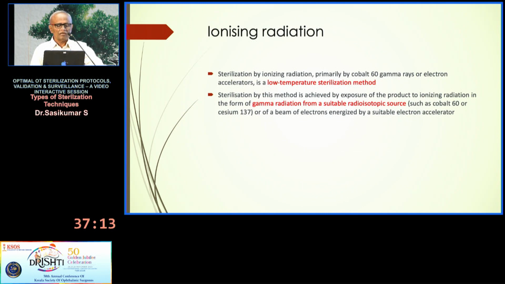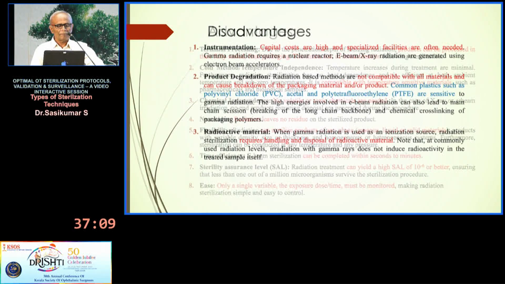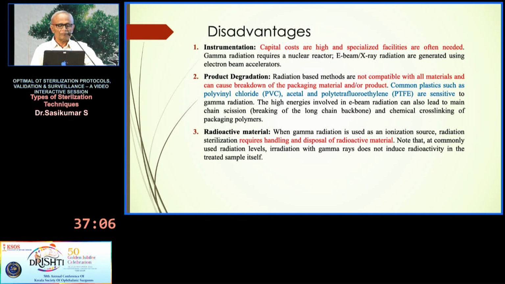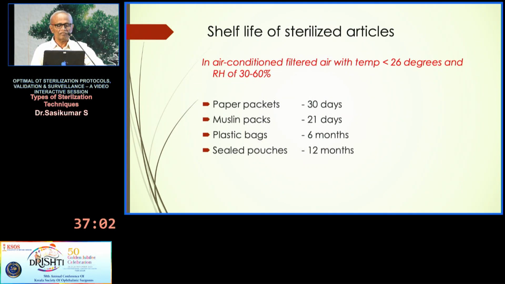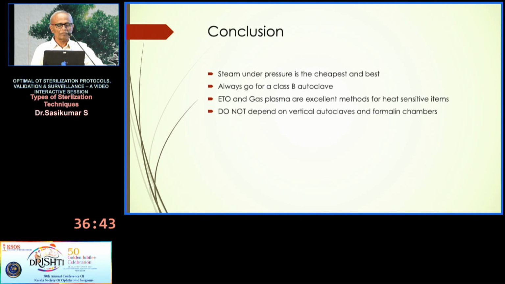Ionizing radiation is a low temperature method, but it cannot be used in hospital setting. The disadvantages are the increased capital cost and requires handling and disposal of radioactive materials. And shelf life, if it is properly stored in a room of less than 26 degrees centigrade and a relative humidity of 30 to 60 percent, paper packets can last 30 days, muslin packs can last 21 days, plastic bags can last 6 months, and seal pouches can last 12 months.